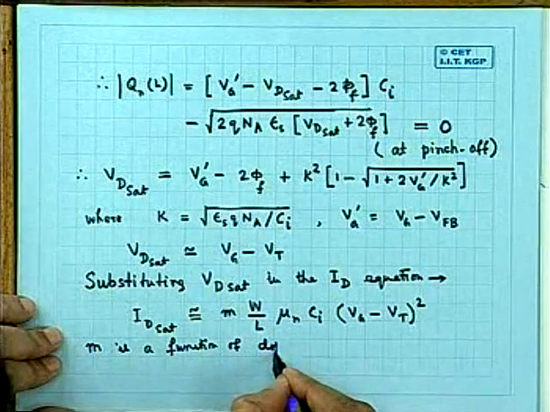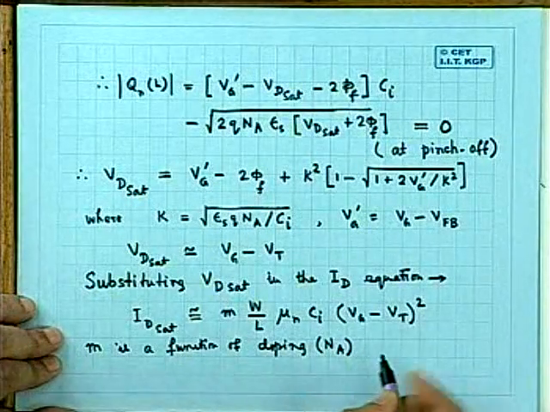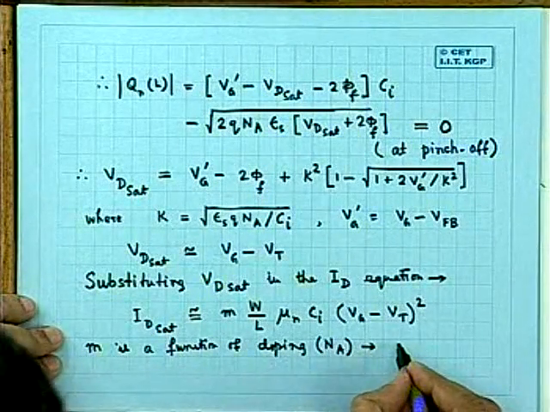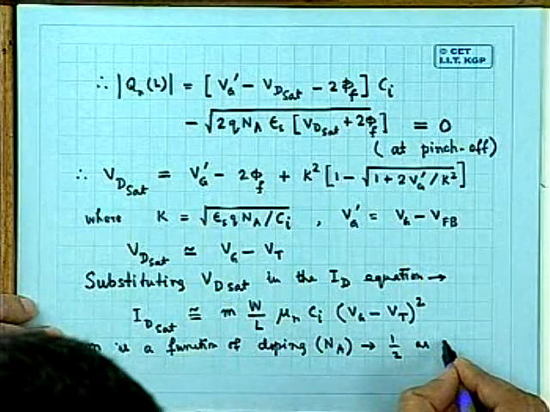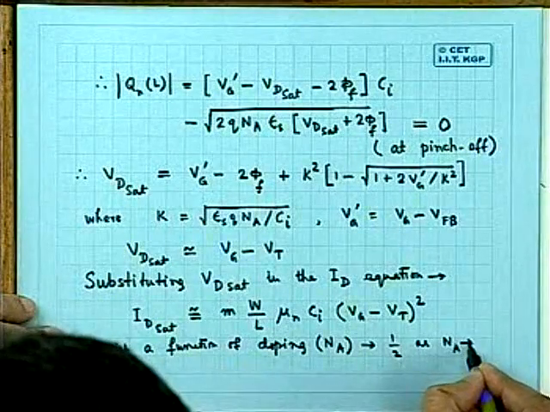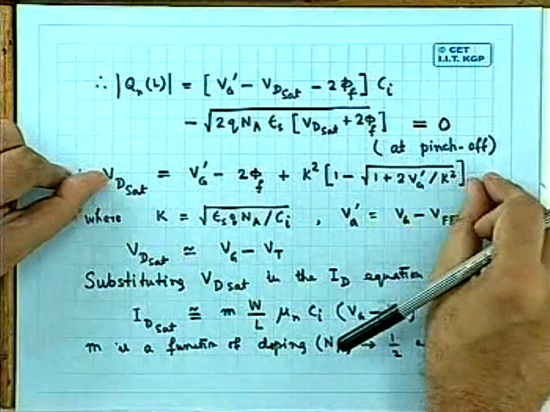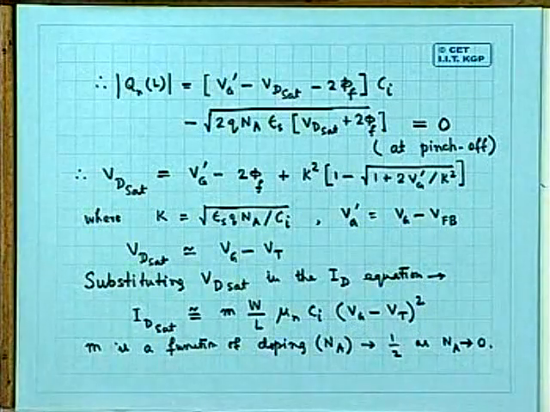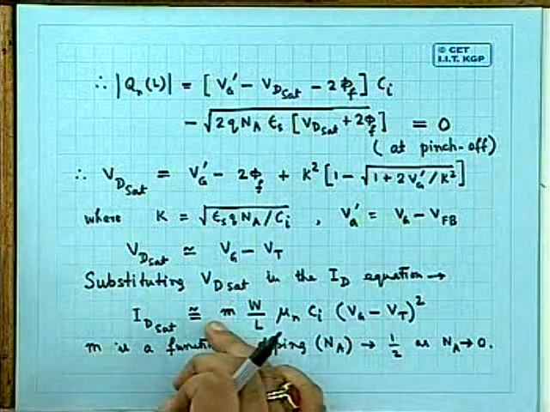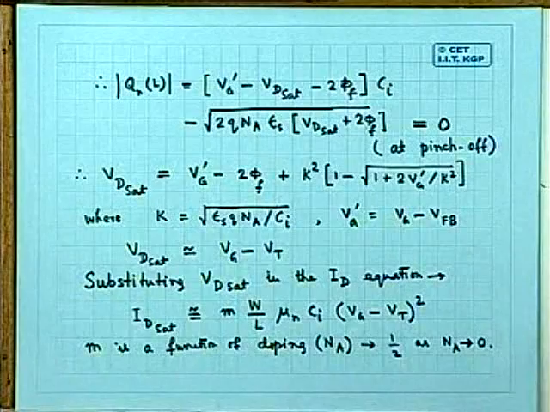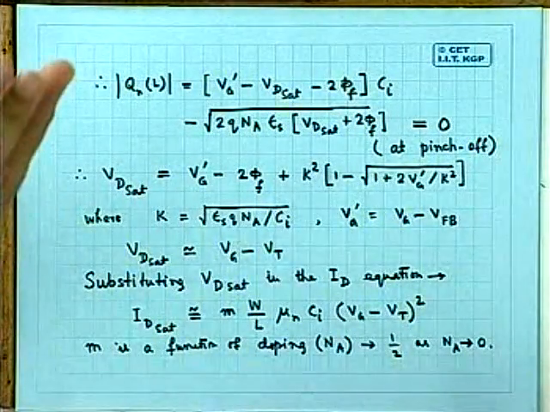doping Na, and it tends to half as Na becomes very small, tends to 0. If you substitute this expression for VD set in the ID equation, you get a comprehensive big equation, and finally it can be expressed in this reduced form, where M is a very big expression. It contains so many things, but the most important parameter it contains is the doping concentration.